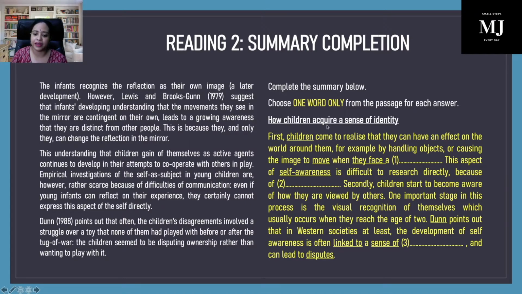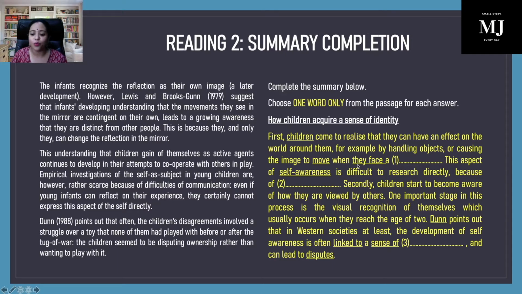Okay, let's begin. The title is very important guys because it gives you an image of what is going on in the summary. So don't ignore the title. How children acquire a sense of identity. Okay, so we know some kind of information about acquisition of the sense of identity by the children is going on in this gist. Let's begin. First, children come to realize that they can have an effect on the world around them. For example, by handling objects or causing the image to move when they face a dash.